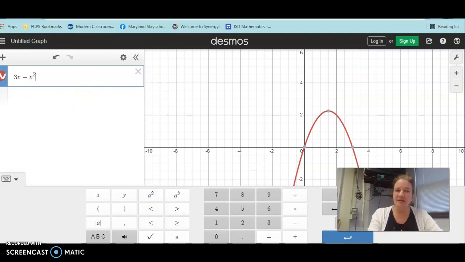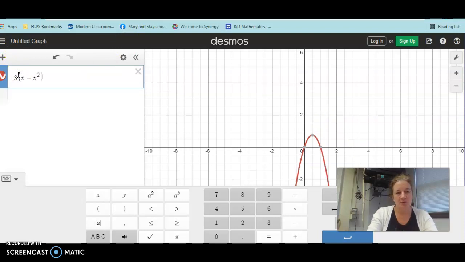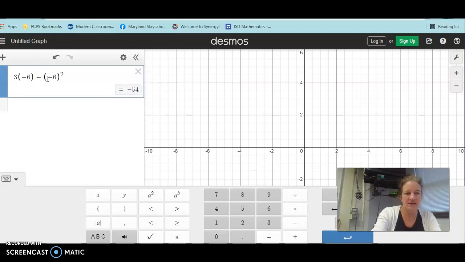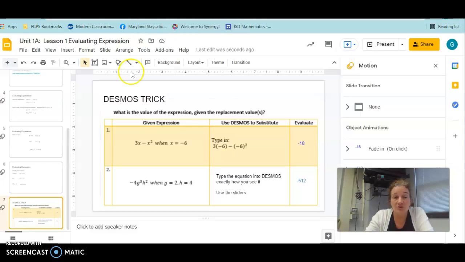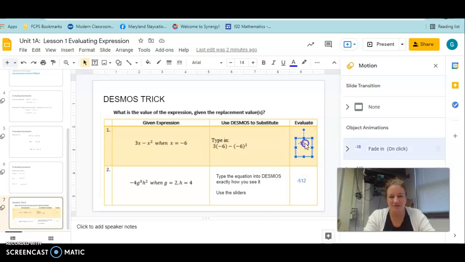But my problem said x is -6, so I'm going to take the x out and put a -6 in. And I put parentheses there. And I'm going to take the x out, I'm going to put parentheses in, and I'm going to put the -6 in again. Okay? And I end up with -54, and I think the wrong answer is going to show up on the slide when I do it. Yeah, I put in -18, and that's not right either. Let's fix that, shall we?